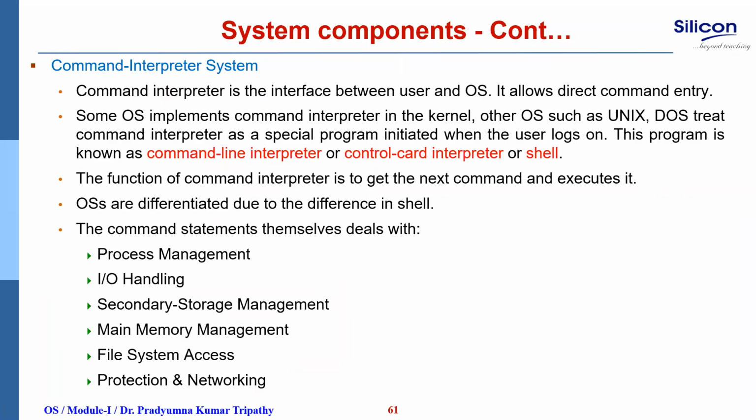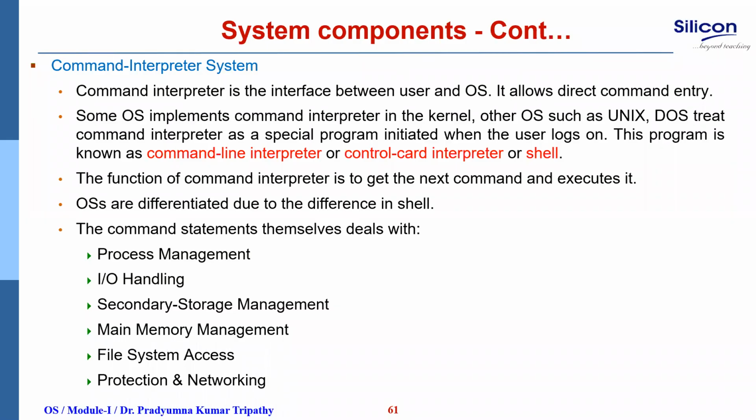We also have the command interpreter system. Command interpreter system means the operating system must provide some mechanism so that we can give some commands and get some output from there. Which commands, we will discuss later, but the operating system must provide an environment for the user to give commands so that I can get the result immediately. So the command interpreter is the interface between the user and the operating system.